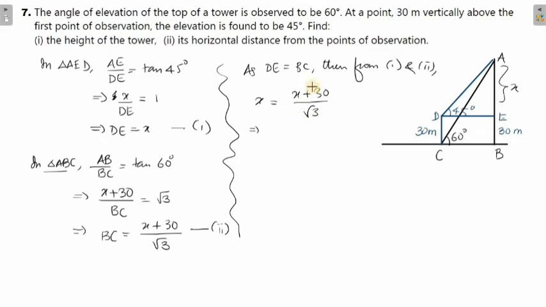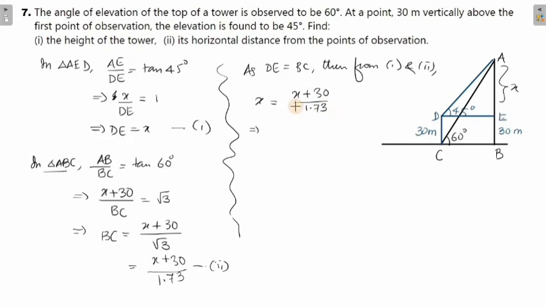Or else what we can do here is, just wait a minute, don't call this equation 2. Let's put the value of root 3 also, that will be better. You know that the value of root 3 is 1.732, but let's take this as 1.73. So we have x plus 30 divided by root 3. Now let me call this equation 2, and here let me write 1.73.